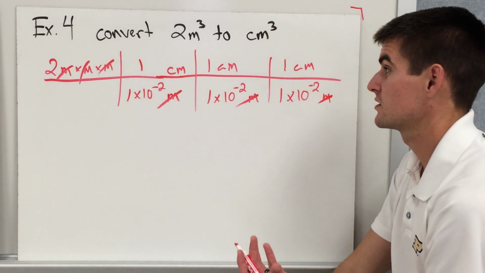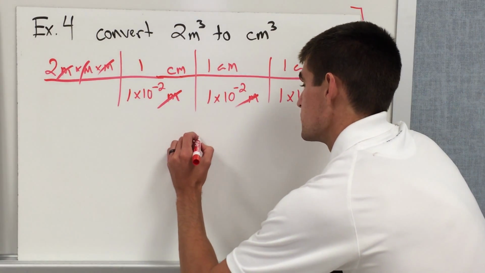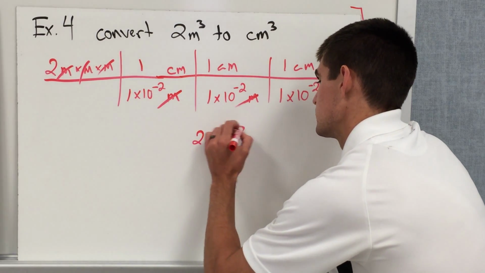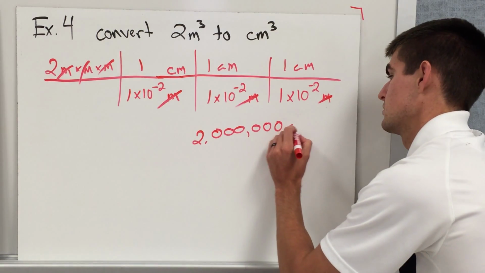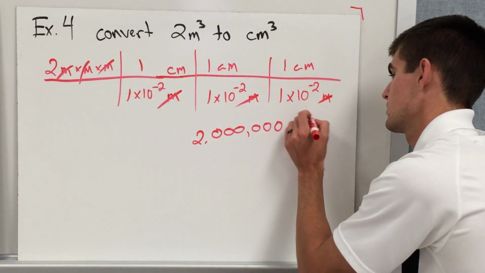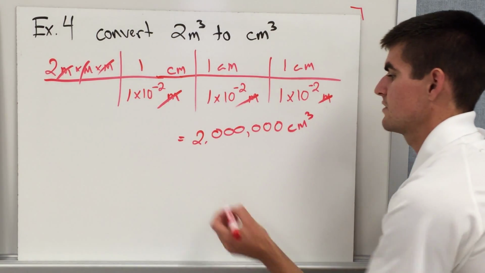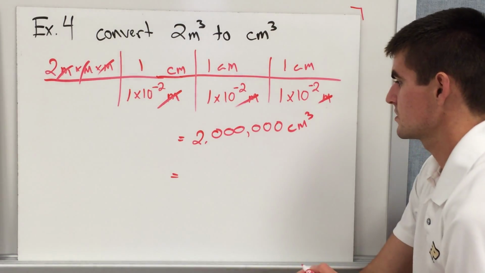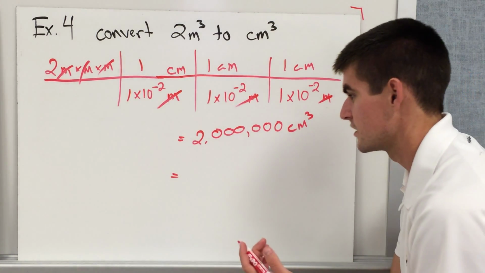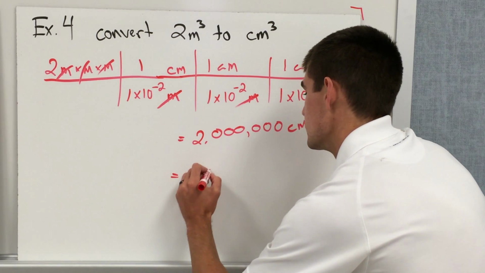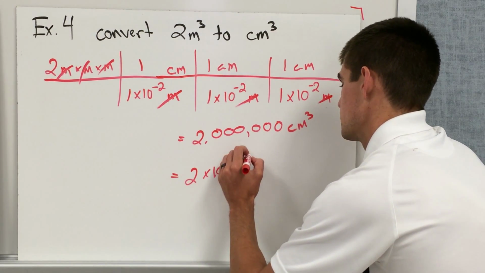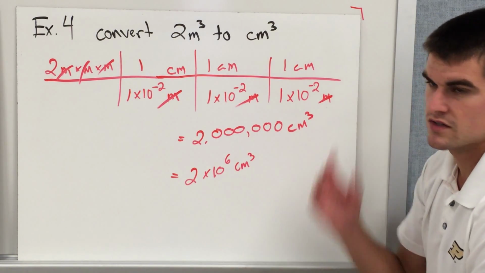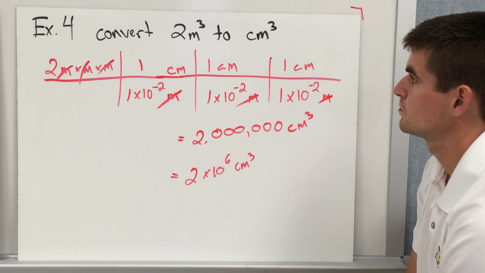Plug this into your calculator, and what you end up getting is a much bigger number than you would maybe expect initially. What you end up with is 2 million centimeters cubed. If you wanted to write that in scientific notation, because now that you know how, why not? That is 2 times 10 to the 6th centimeters cubed. And I'll accept either one of those answers.